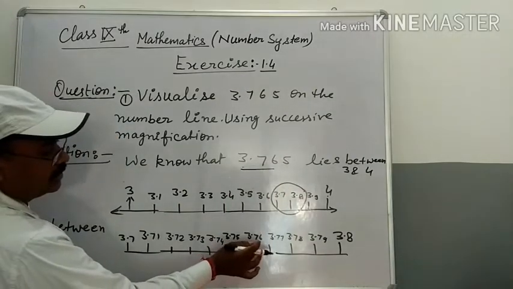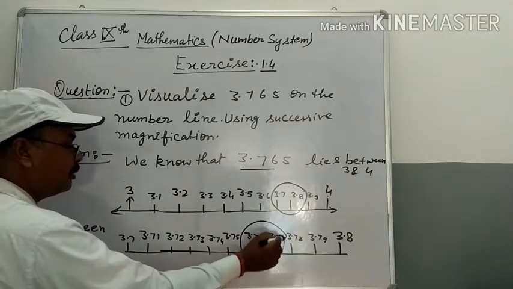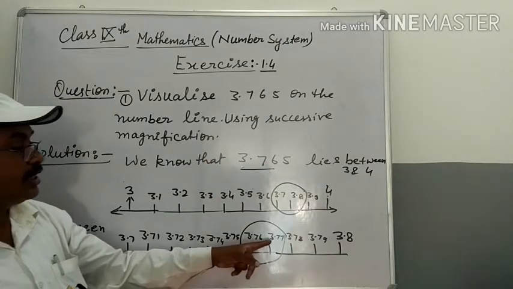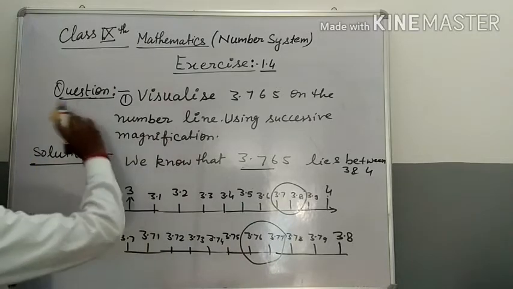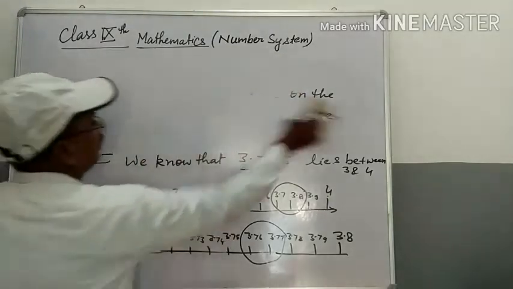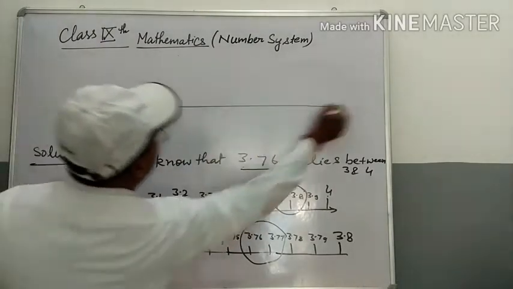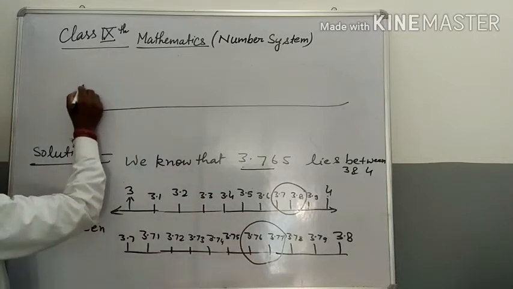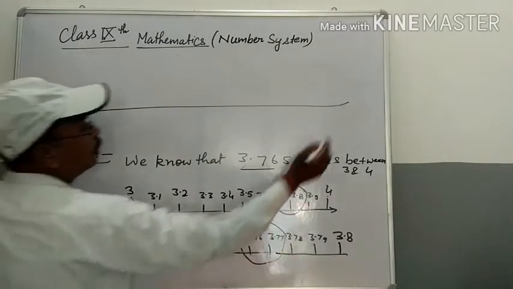3.76. That is 3.76 and 3.77. It means the next number lies between 3.76 and 3.77. Students, visualizing this, let us construct a line, students. The first number is 3.76 and the last is 3.77.